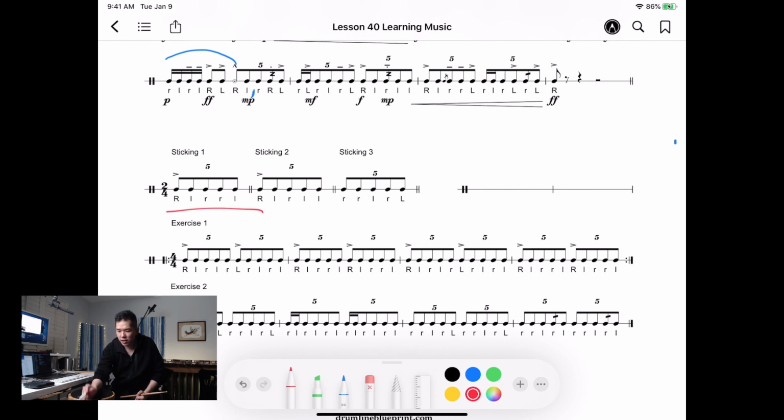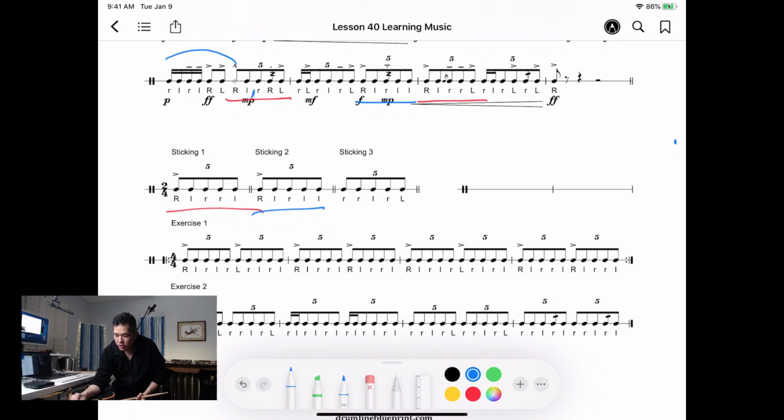So this first sticking, right, left, right, right, left, 1, 2, 3, 4, 5. That's the sticking for this one, and this one. Okay? The next sticking, right, left, right, left, left, right, left, right, which is the same 2, 3 grouping. 1, 2, 1, 2, 3. That sticking is here.